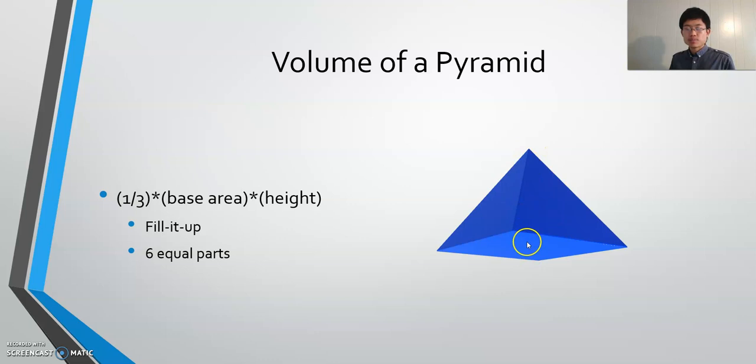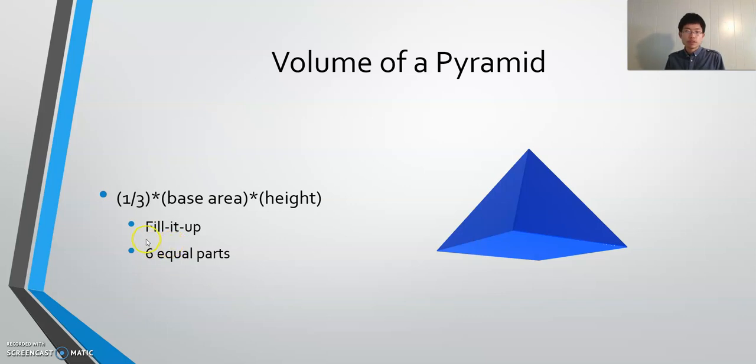And that's the height. Now, where did that 1/3 come from? Why is it 1/3? Base area times height is the formula for the volume of a prism, but it has 1/3 in front of it and that makes it the volume of a pyramid. There are different websites and videos that explain this.